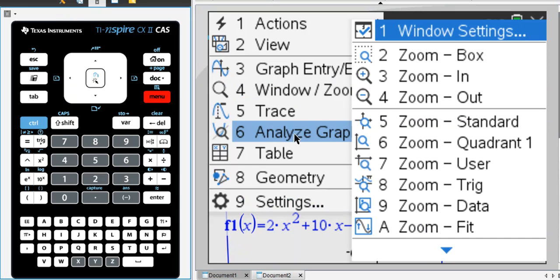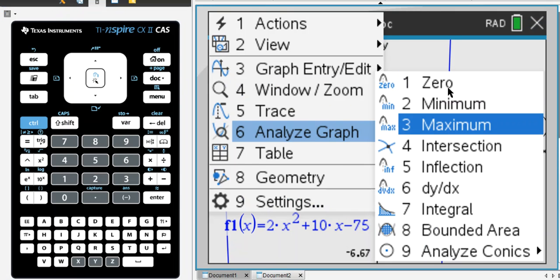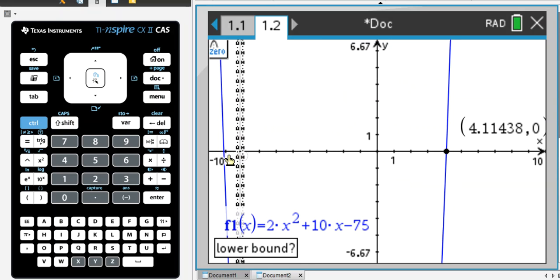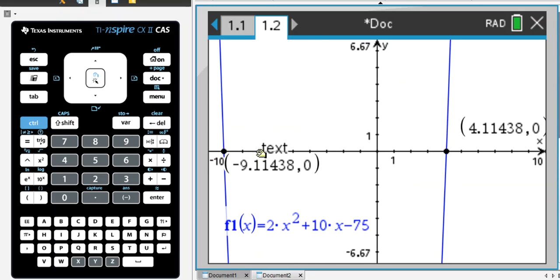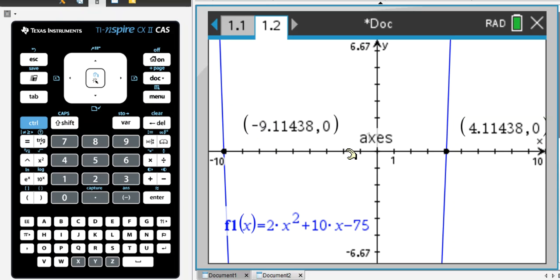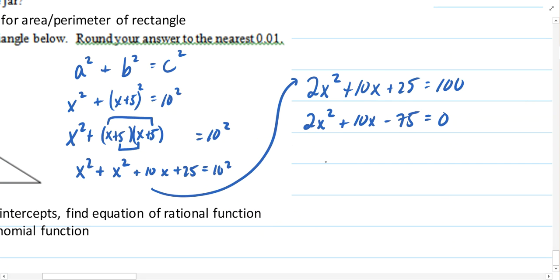So menu 6, number 1. What I'm doing is I'm creating a small window. I'm clicking 2 points on the graph in order to find the locations where the graph touches or crosses the x-axis. It looks like it appears at negative 9.11 and positive 4.11. So x is equal to negative 9.11 and x is equal to positive 4.11. I'm stopping here because the instructions did say to round to the nearest 100th rather than 4 decimals.